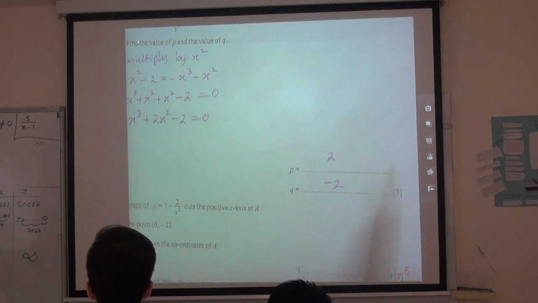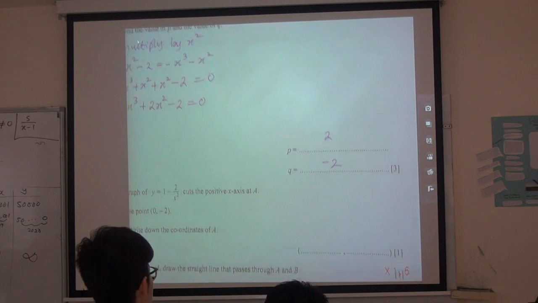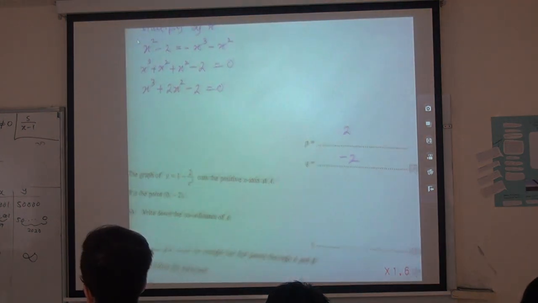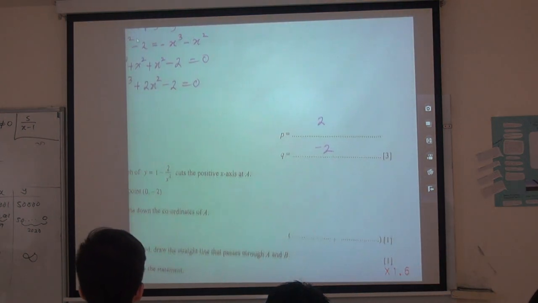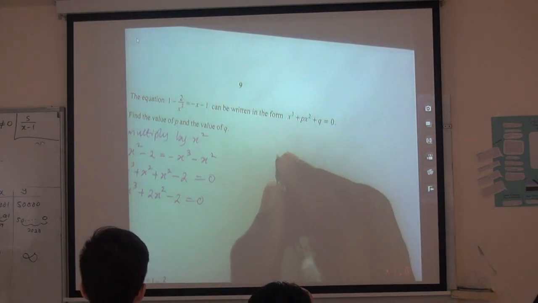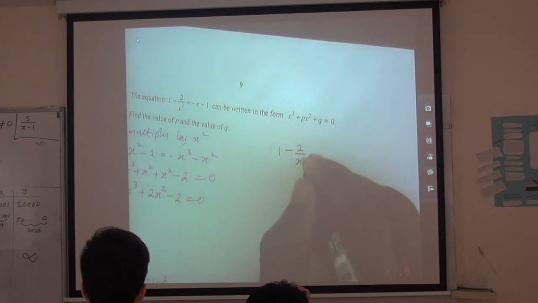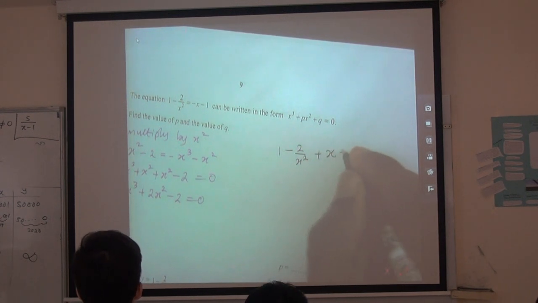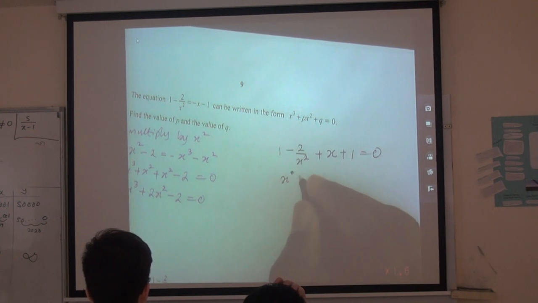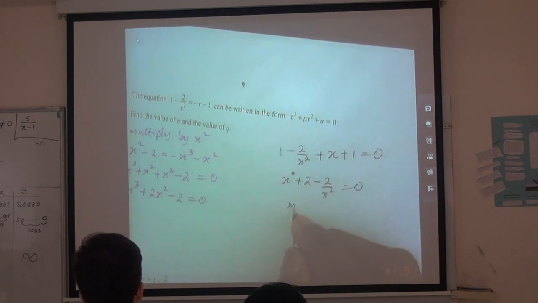So you don't just assume and do whatever you like. Do you have to multiply everything by x squared first, or can you do that when you... You can do that also. So what you are proposing is we move them first. If we move them first, we're going to have something like this: 1 minus 2 over x squared plus x plus 1. We can even collect the like terms if you want. So x plus 2 minus 2 over x squared equals 0, like that. So now you multiply by.